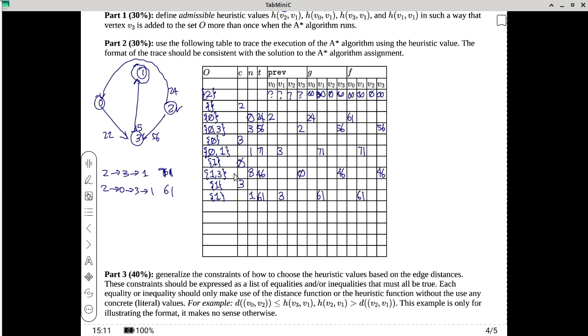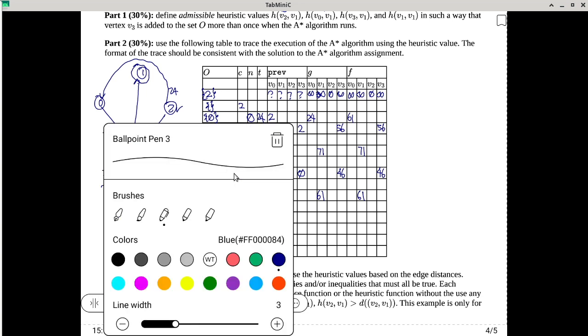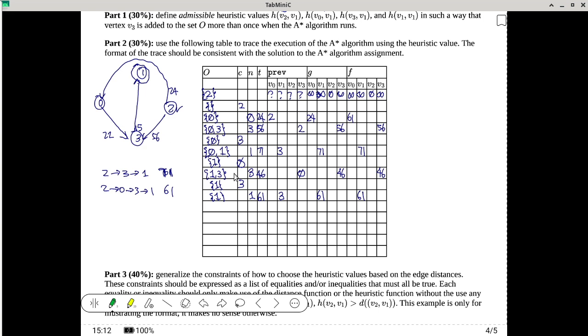The trick is to make the actual shortest path look less desirable, making the non-shortest path look more desirable. So if we get back to this note here, let me change the color to, let's say, green. The path that is actually the shortest is going from 2 to 0 and then to 1. That is the shorter one, so we want that one to look not so desirable. To make something look not so desirable, you want to make the heuristic value as high as possible. And the one that is not the shortest, which is from 2 to 3 and then to 1, we want to make it look as attractive as possible.